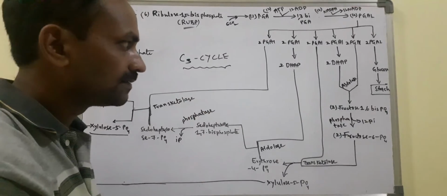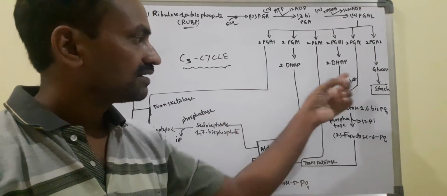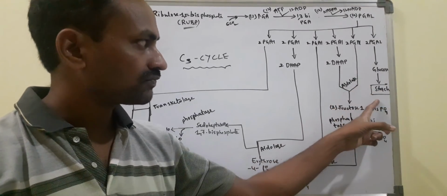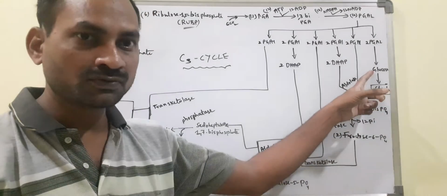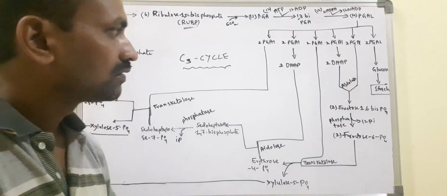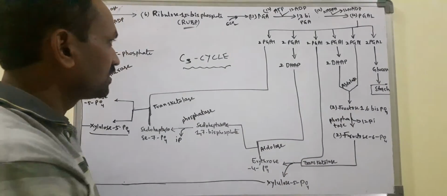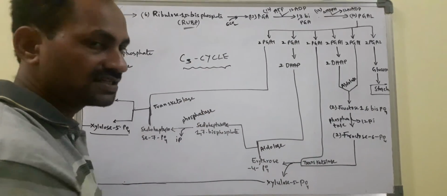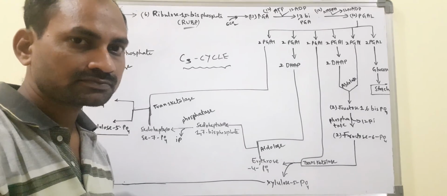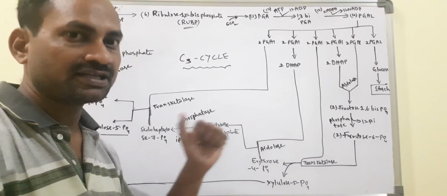So what is the use of this cycle? By this cycle one byproduct is formed, that is glucose. Glucose converts to sucrose, and sucrose forms starch molecules. Okay. Why are we calling it the C3 cycle? It was discovered by Melvin Calvin. That's why it is also called the Calvin cycle.